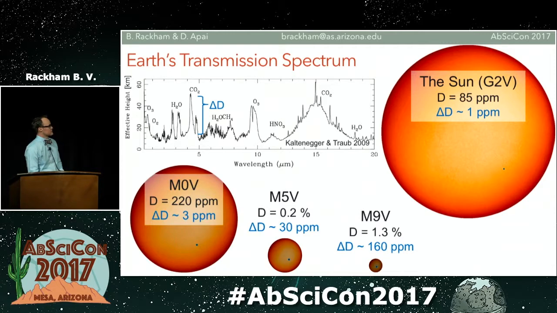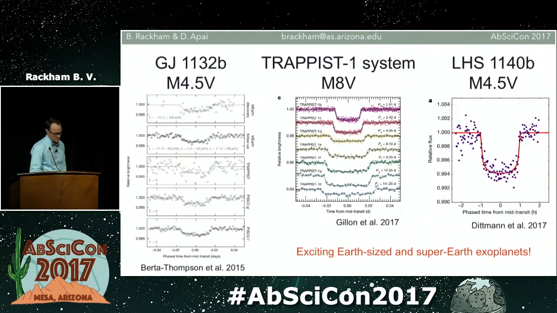Very excitingly, we now have some exoplanets around small stars that surveys have found recently, dedicated surveys looking for these kinds of things, that are going to be excellent targets for this. And we've heard about the TRAPPIST system, which has 7 roughly Earth-sized planets, 3 of which could be in the habitable zone. And just last week, LHS 1140b was announced. It's a super-Earth transiting a mid-M dwarf in its habitable zone.